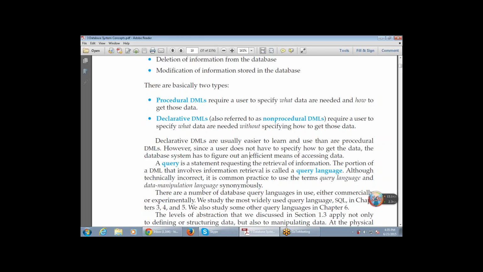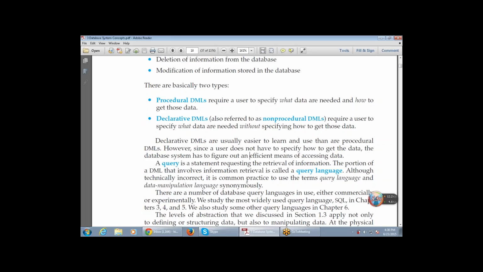Now, a query is a statement. So what is the meaning of a query? A query is a statement that requests the retrieval of information. Whenever I want to retrieve any information or data, we use a query. The portion of a DML that involves information retrieval is known as the query language. So whenever we retrieve any data, that is known as the query language.